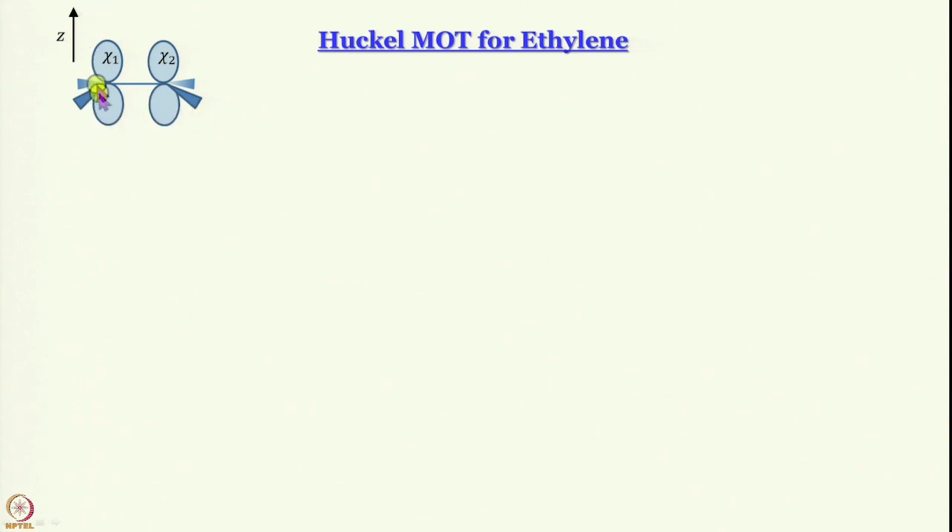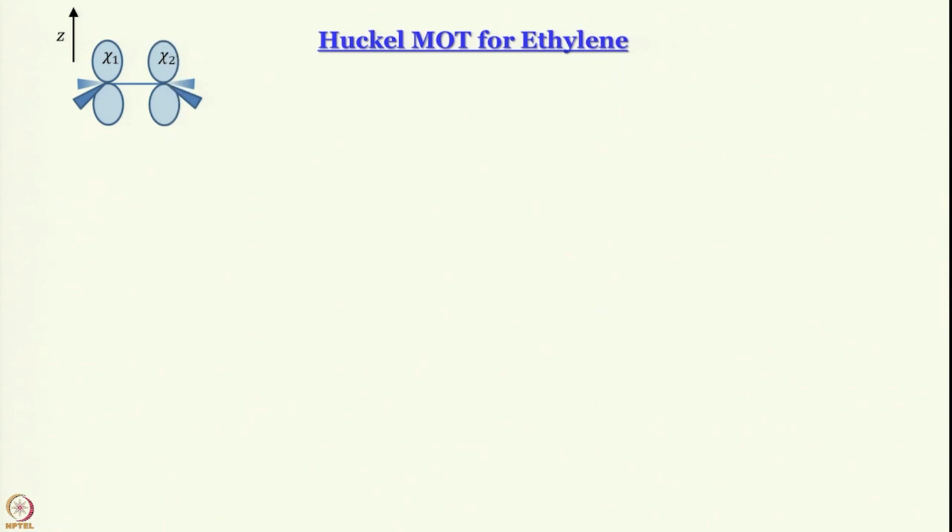The pz orbitals, in the way I have drawn this molecule, chi1 and chi2 for atom number 1 and atom number 2, are available for pi bonding. So, we are going to work only with chi1 and chi2. Remember, the sigma framework is already there. We are right now worried only about the pi molecular system.